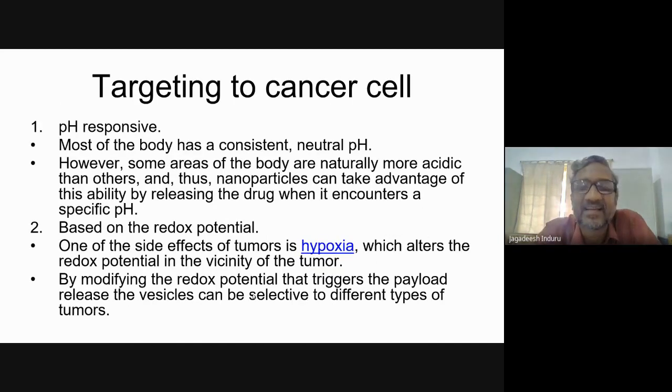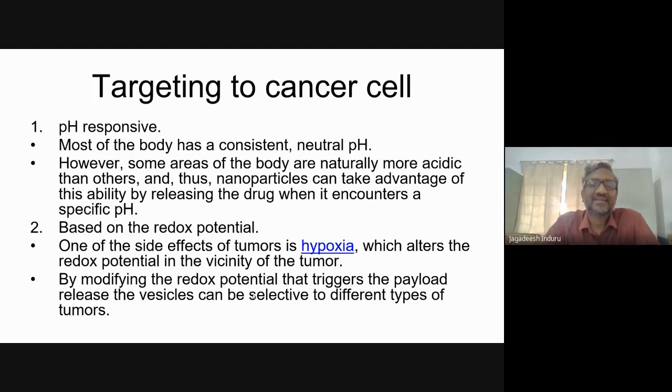Now, targeting to the cancer cell, this is our syllabus portion, which is the second portion of targeting: targeting to the cancer. There are different types. What we have already seen, five response systems are most often used for targeting the cancer. The first one is pH responsive. Most of the body has a consistent, near neutral pH, most of the time around 7.4. However, some areas of the body are naturally acidic, lower than 7, while the body is at 7.4. Thus, the nanoparticle can take advantage of this to release the drug when it encounters the specific pH, and the pH responsive systems are going to help.